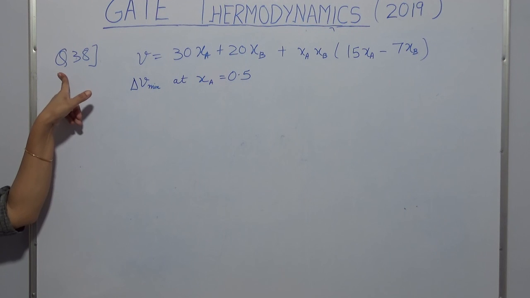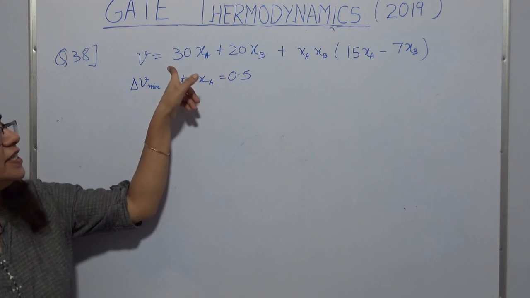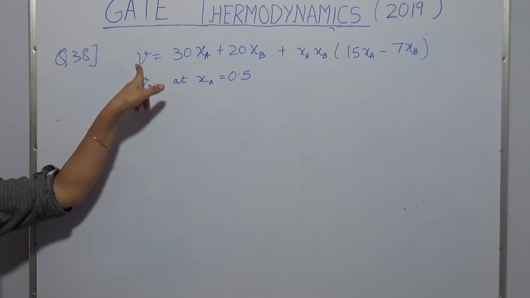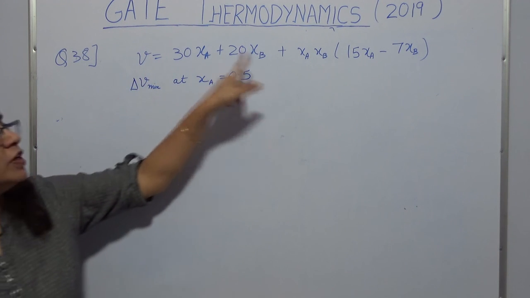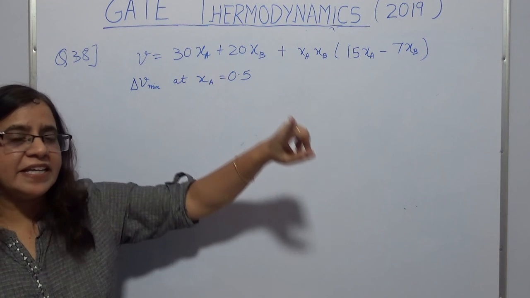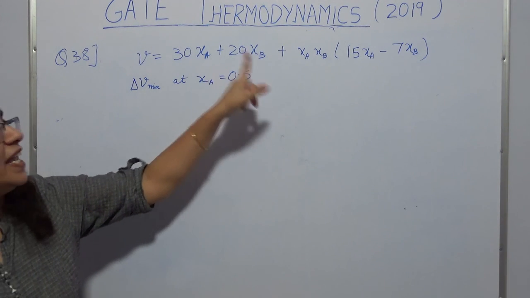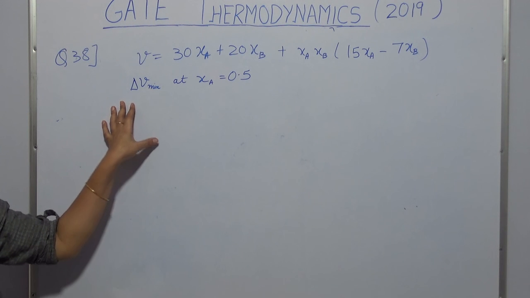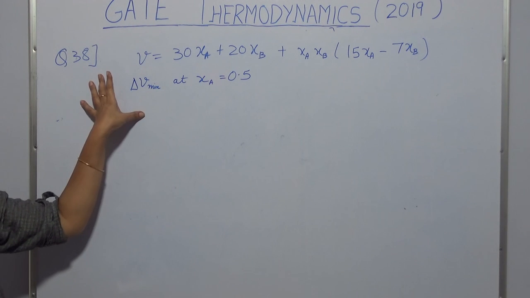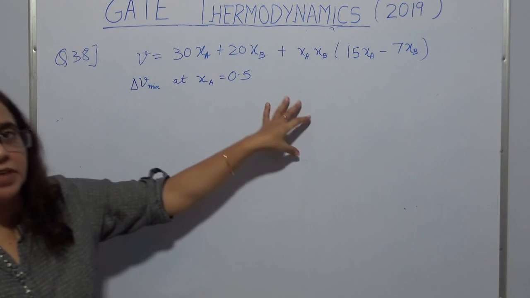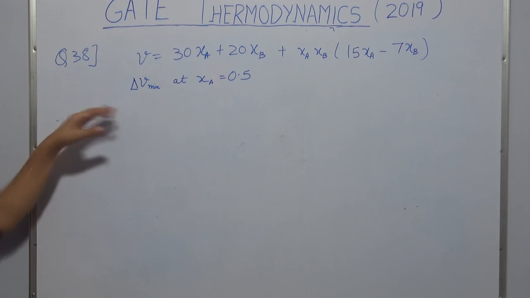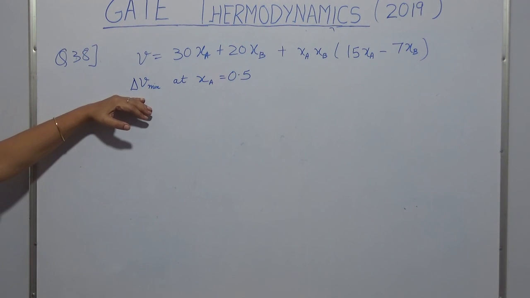Okay, this is question number 38, which appeared in GATE 2019. Here they have given you the molar volume of a mixture at constant temperature and pressure as a function of mole fraction. So it's a binary solution consisting of components A and B, and they have given this function. Now they have asked you to calculate the change in the molar volume when you mix A and B, and your XA is 0.5. So that's what they have asked you: the change in the molar volume upon mixing.